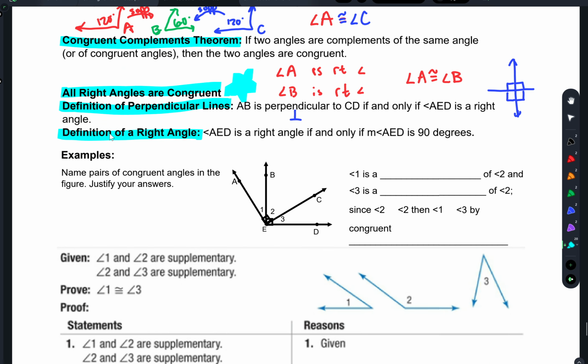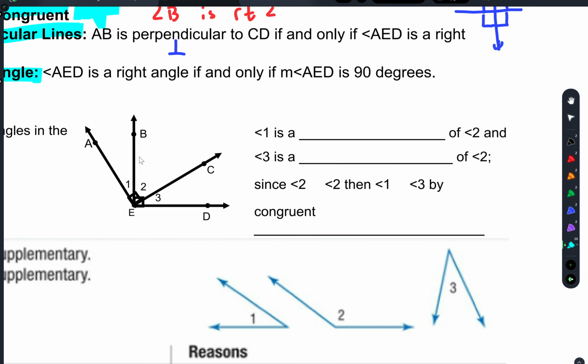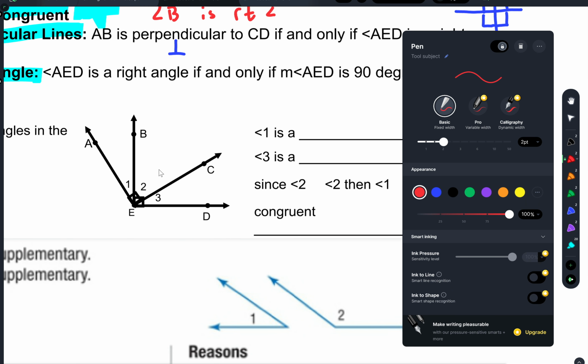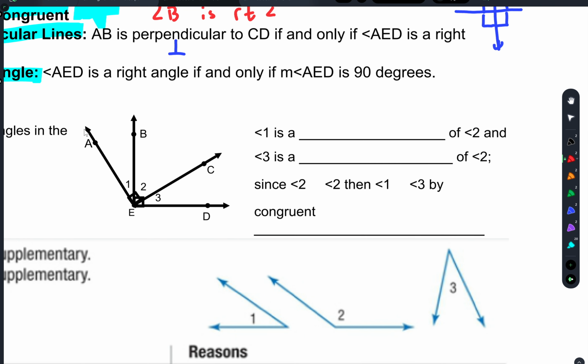Okay, let's do a quick example. This is another example about this congruent complements theorem. So if I'm looking at this diagram, what I need to point out is I see these little right angle tick marks in here. I'm going to use those to help me prove something about this diagram. The first one that I'm seeing is angle 1 and angle 2 form this right angle in here. So I could say that angle 1 is a complement of angle 2.